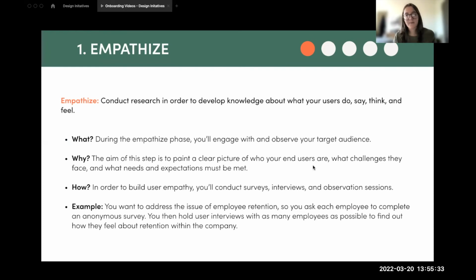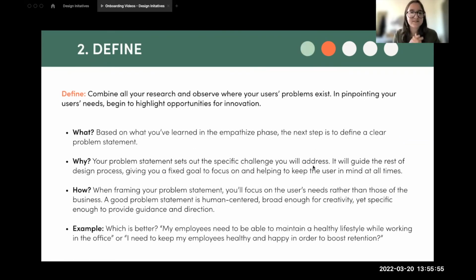And in an example, you want to address the issue of employee retention, so you ask each employee to complete an anonymous survey. You then hold user interviews with as many employees as possible to find out how they feel about retention within the company. And the next step is define.